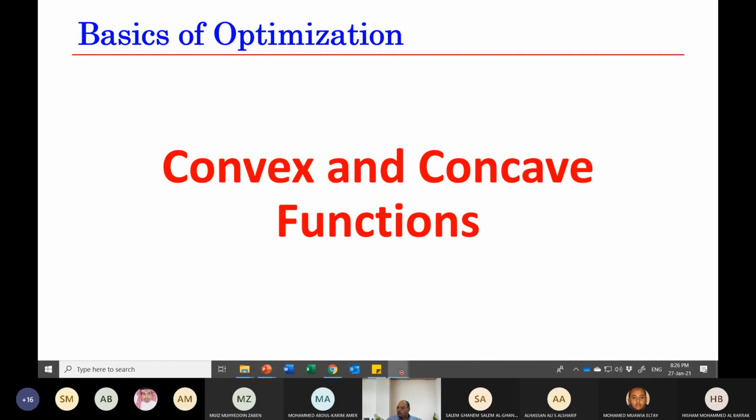Doctor, what if some of the eigenvalues are positive and some of them are negative? What can we say about the function, about the point?